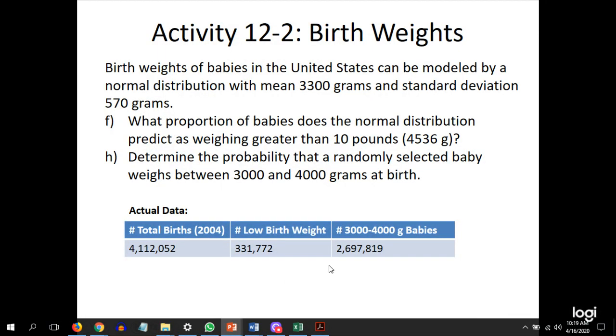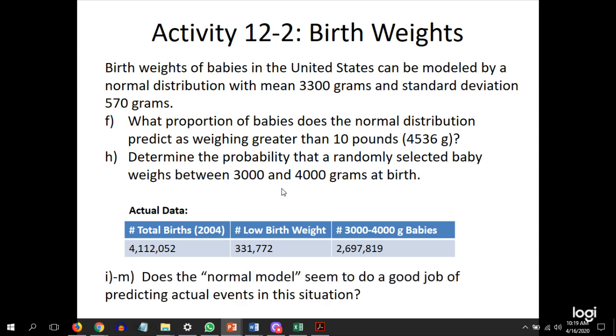One more thing, last thing, I just want to check how well this reflects reality. We have some actual data from 2004, and the question is, does the normal model do a good job of predicting the actual events? We had this normal distribution, and all we were given was the mean and the standard deviation, and the fact that the normal model fit our situation pretty well. So now I just want to check, does this work? How well does it reflect reality?